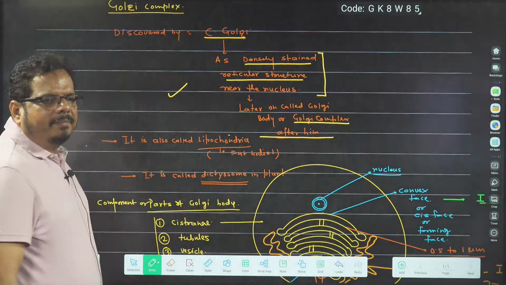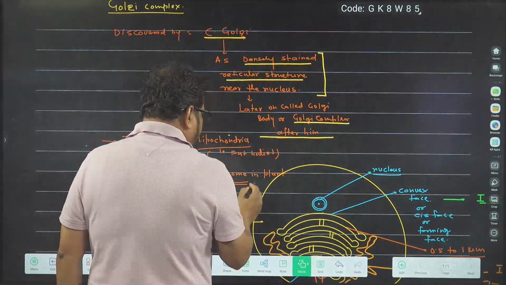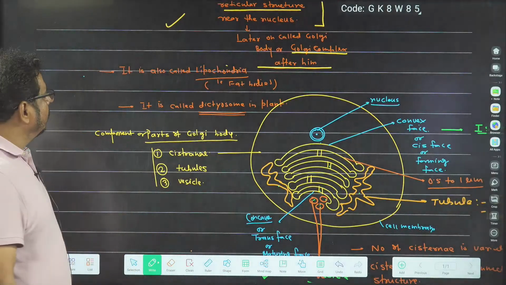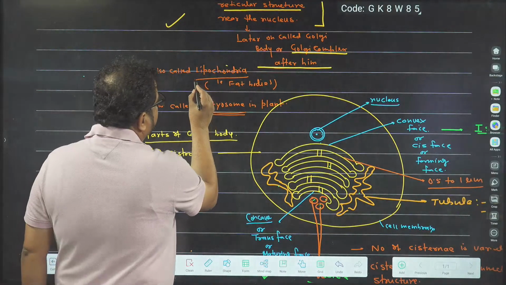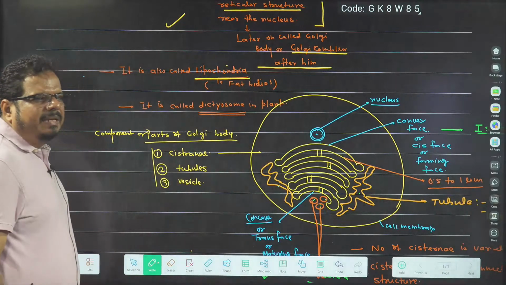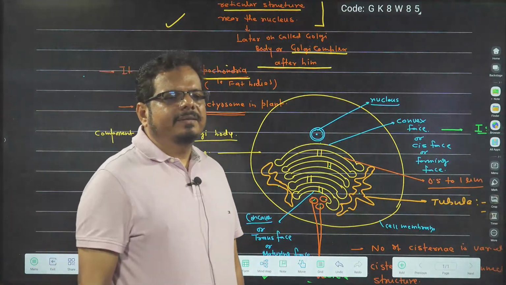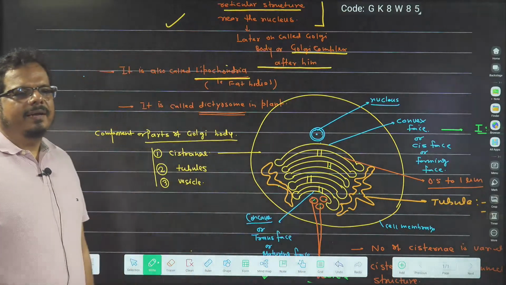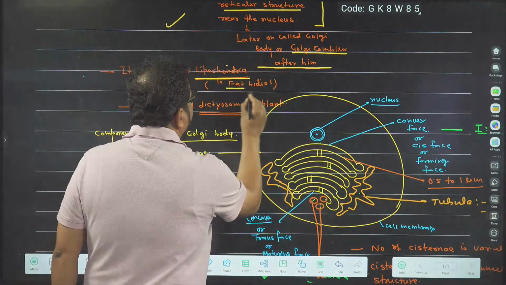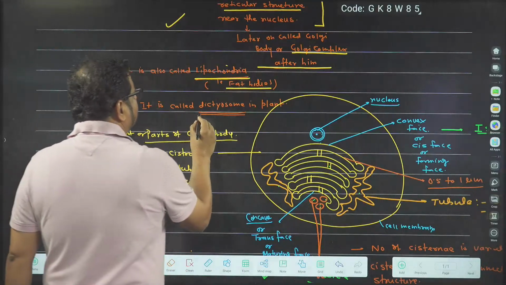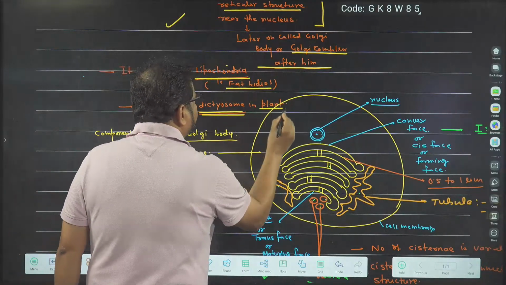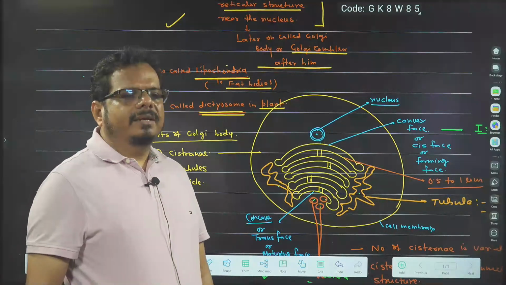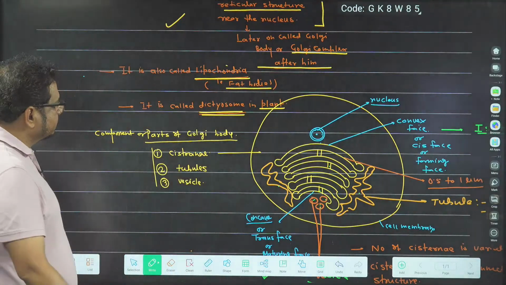Now I am coming to the next. I am telling what are the other names of the Golgi complex. It is also called lipochondria. What is the meaning of lipochondria? It is called fat bodies. Getting the things or not? It is also called dictyosome in plant. The word dictyosome we use in the case of which one? Plant. Got the idea? Lipochondria, or dictyosome in plant.